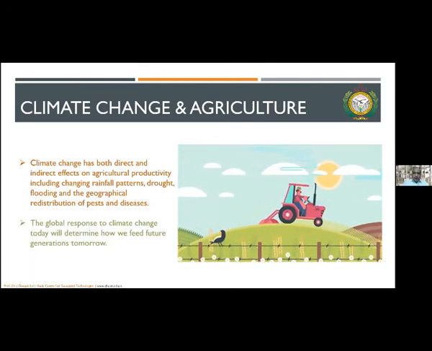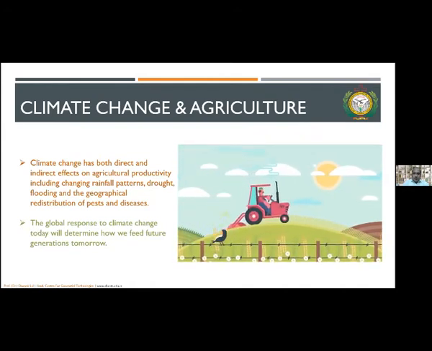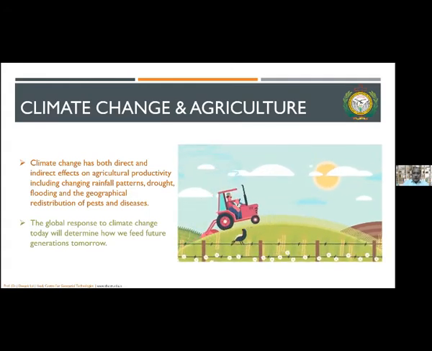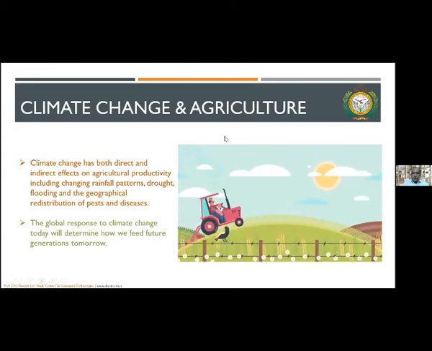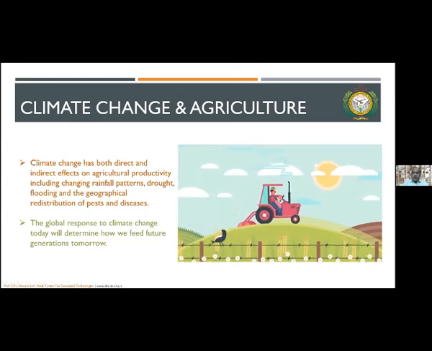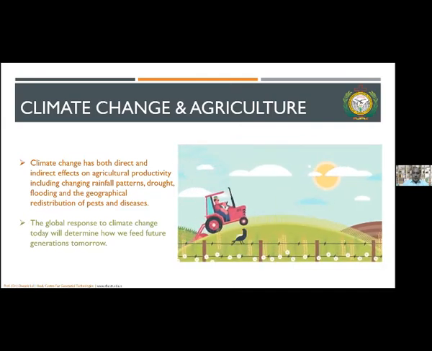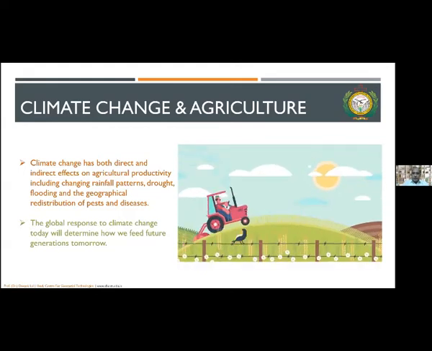And if we don't act now, then it will be a problem. So the response should be now, to feed our future generations tomorrow. Okay, so it's very, very critical, and all the scientists, I think, are focusing on how we can sustain our agriculture, how we can make our agriculture profitable in changing climate times. Okay, when the climate change is happening, what we can do, how we can survive, how we can make more efficient growth, or how we can reach the potential yield.